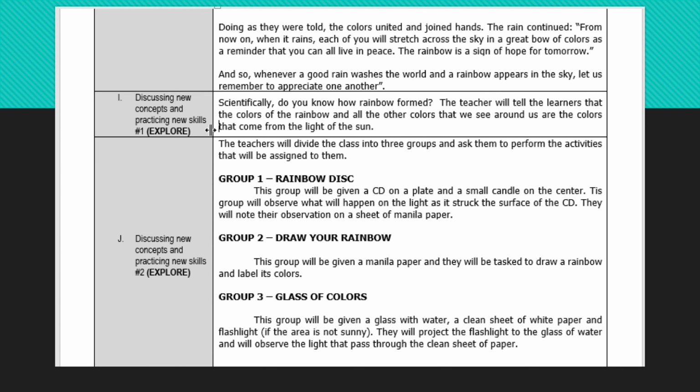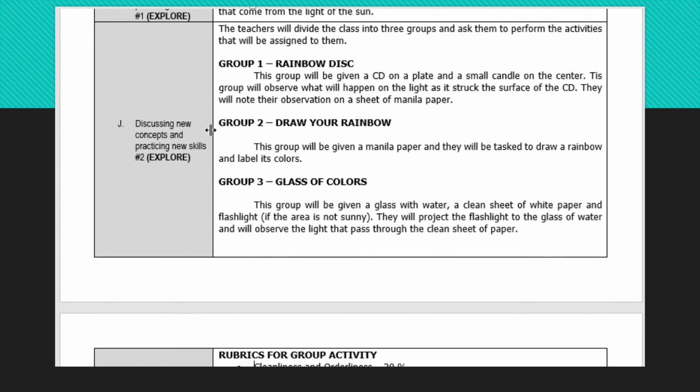The teacher will tell the learners that the colors of the rainbow and all the other colors that we see around us are the colors that come from the light of the sun. And they will wonder, how did the colors of the rainbow come from the light of the sun if the light of the sun is a white light? So here come the group activities in exploration of new skills, wherein I divided them into 3 groups. Okay? So, here, I only made 3 groups.